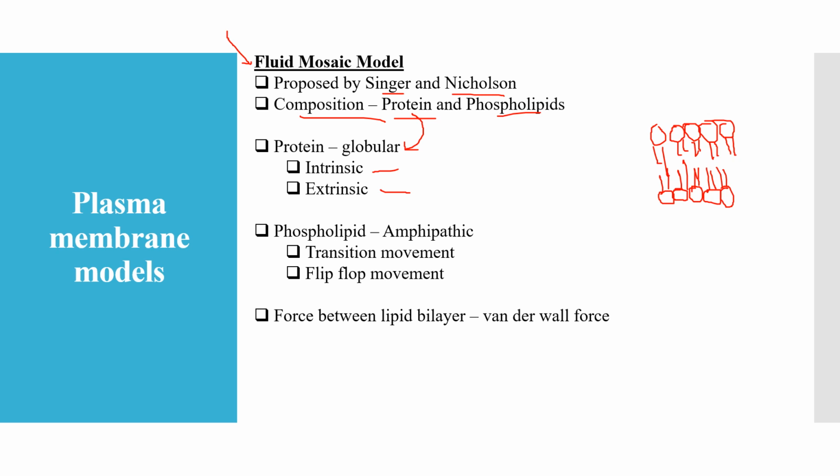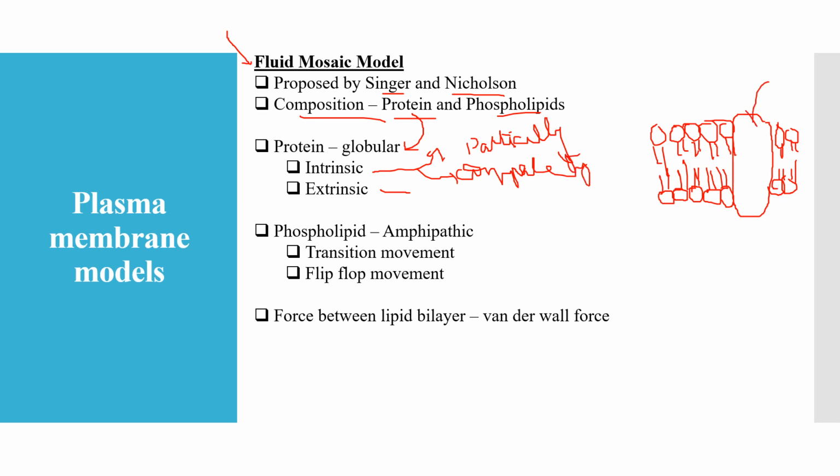Intrinsic protein is a protein molecule that lies between the lipid bilayer, like this. Then it is called intrinsic protein, and this intrinsic protein may be partially embedded or completely embedded. Here the intrinsic protein is completely embedded, meaning it runs all along across the bilayer, whereas in the case of partially embedded, if the intrinsic protein goes only half the way, it is called a partially embedded intrinsic protein. Extrinsic protein is on the outer side, present like this on the outside of the lipid bilayer, and it is loosely arranged.